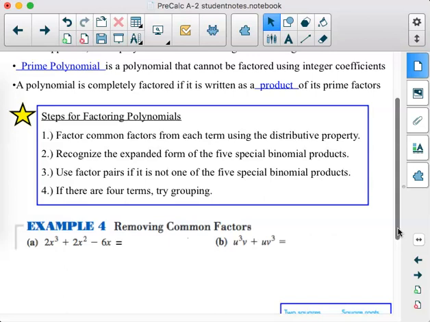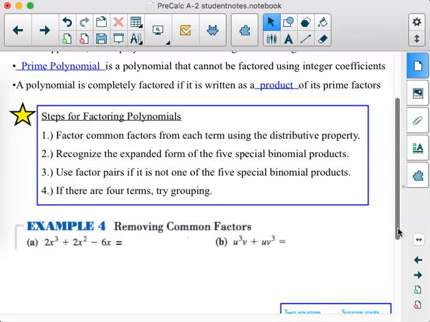Number 2 is recognize the expanded form of the 5 special binomial products. So is it special? Something there that we see that just grabs us. 3 is use factor pairs if it is not one of the 5 special binomial products. And that's going to be our key: can we just go back to old-fashioned factoring and find something that would work here? And then 4, I guess I kind of include in number 2.